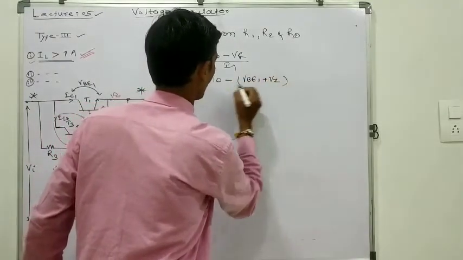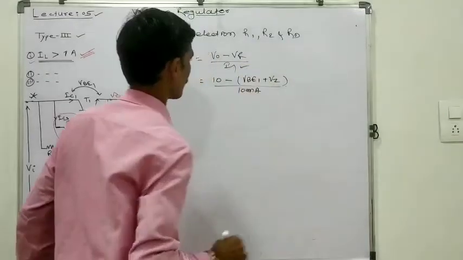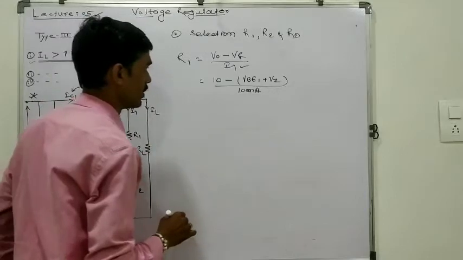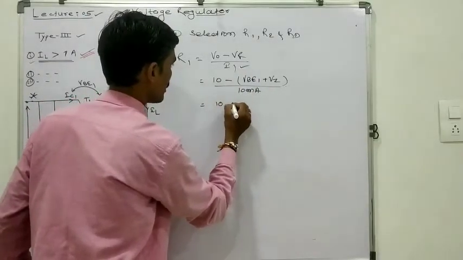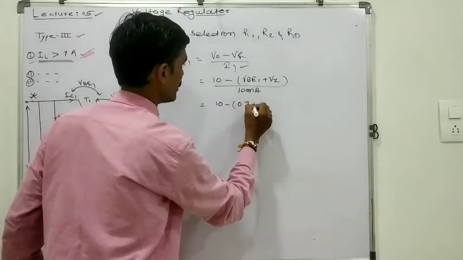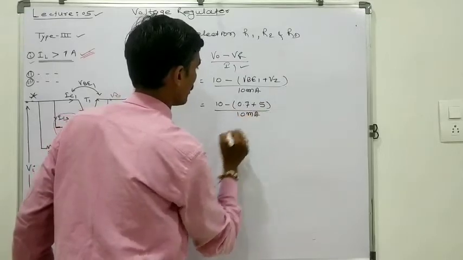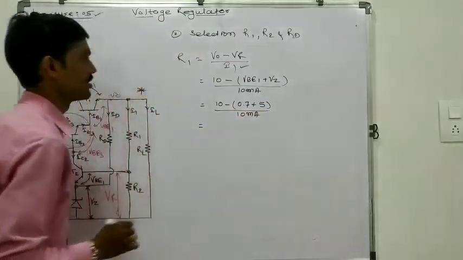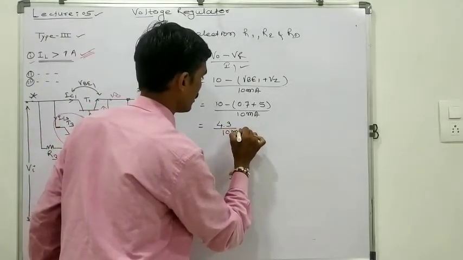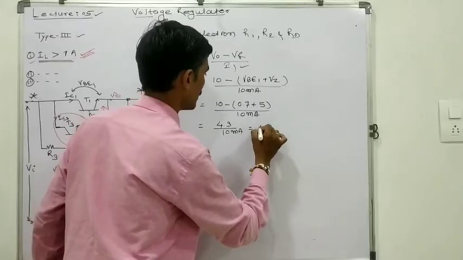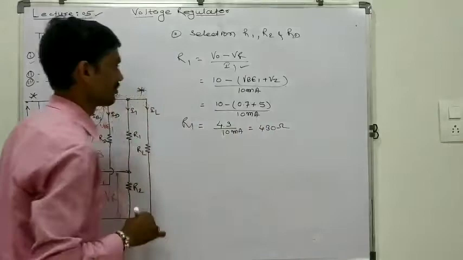R1 equals (VBE1 plus VZ) divided by I1, as we are assuming I1 is 1% of the load current, so it is 10 milliampere. So (0.7 plus 5 volt) divided by 10 milliampere, which is nothing but 4.3 divided by 10 milliampere. So it is 430 ohm. So this is nothing but the R1 value.